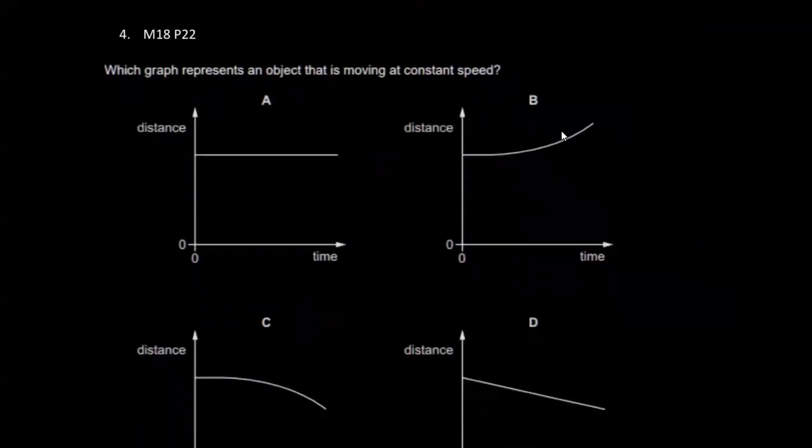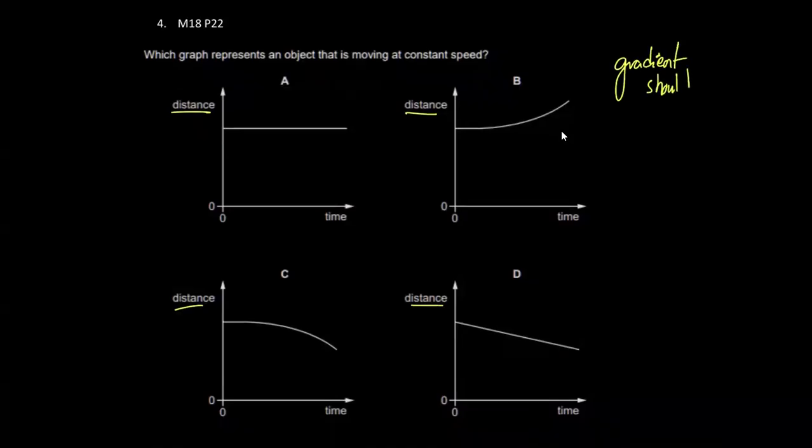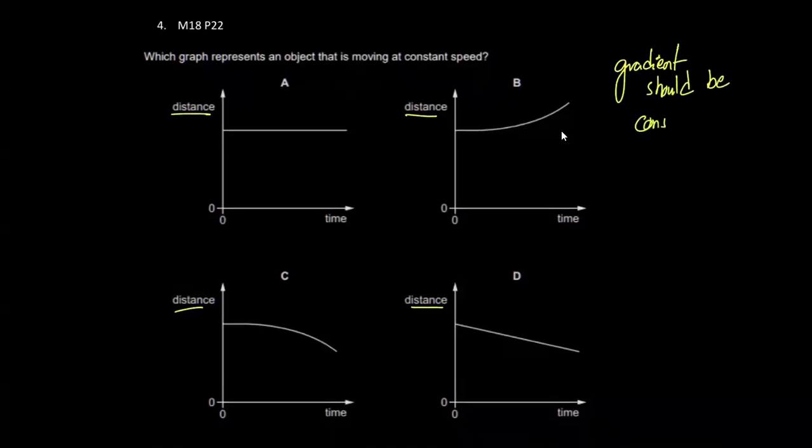Question number four. Which graph represents an object that is moving at a constant speed? At a constant speed. So for it to move at a constant speed, all of these graphs are distance time graphs. For it to move at a constant speed, we need that the gradient of this graph should be constant. So what should be the answer?